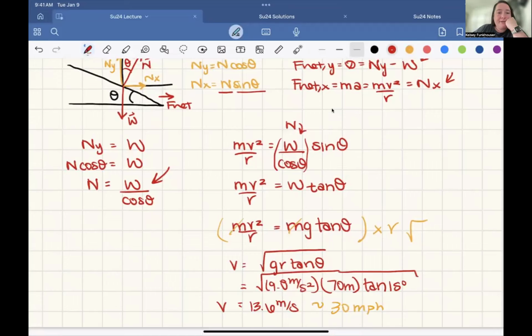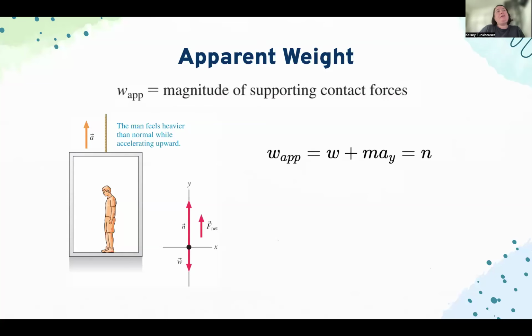Let's go back to the slides for a little bit. Okay, now I want to talk about apparent weight. So in general, the apparent weight is just the magnitude of supporting contact forces, which sounds weird, I know. But it really is actually just the normal force, because the normal force is kind of the force you feel that's holding you up. And if multiple forces are contributing to that, you can end up feeling heavier or lighter than you actually are. So we have an example here of a man in an elevator.